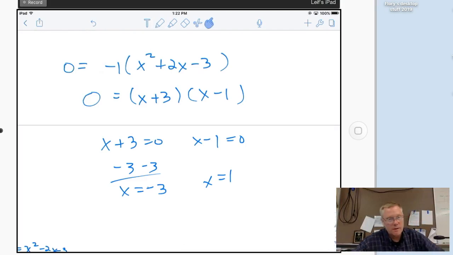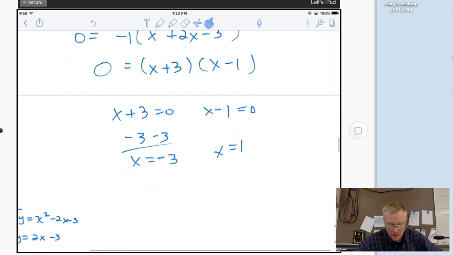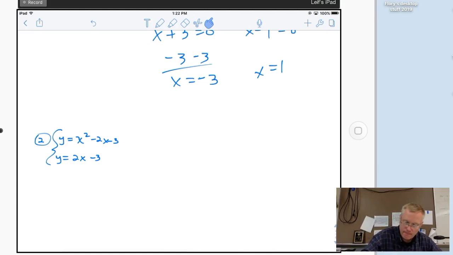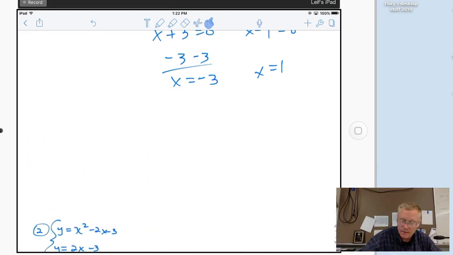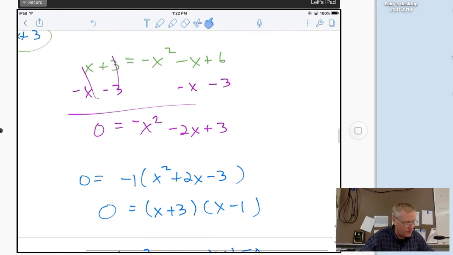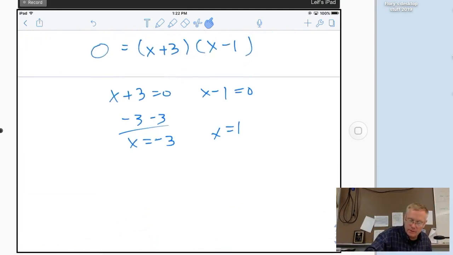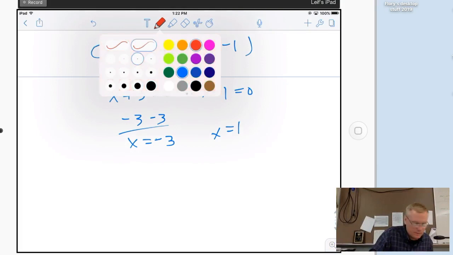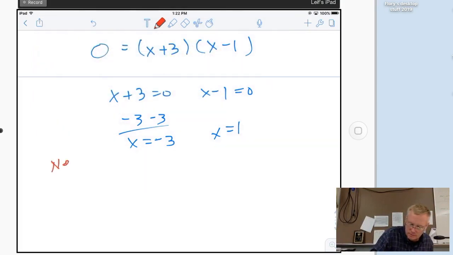Now here's the thing students always forget. I need to find the y coordinates. So I'm not done yet, okay? Let me write that down in red. Need y coordinates.